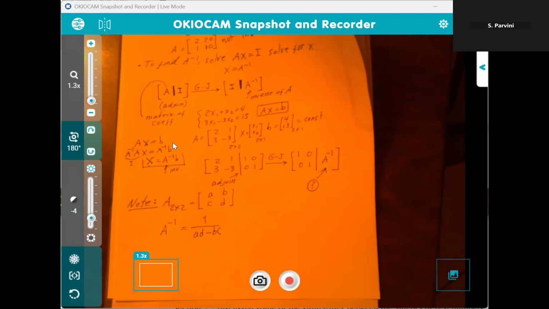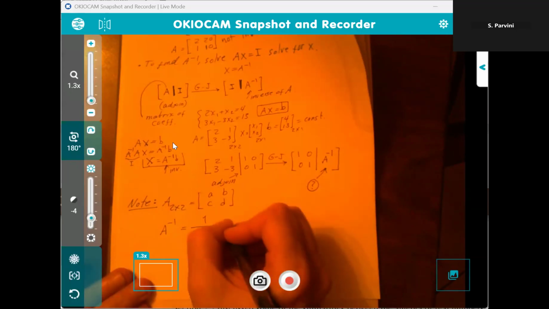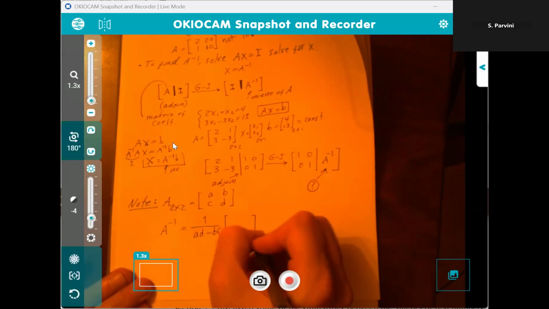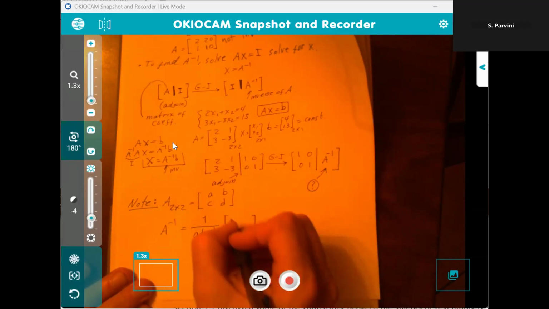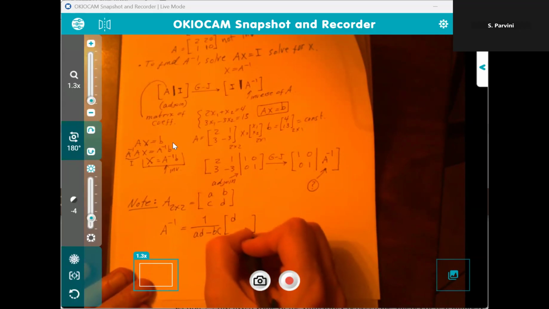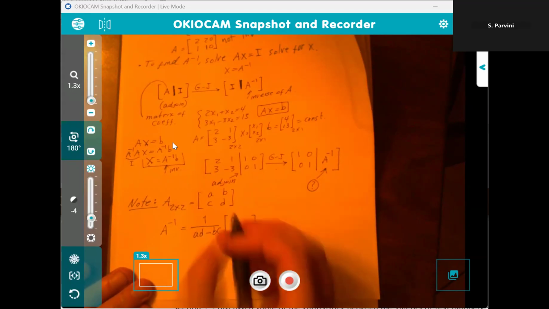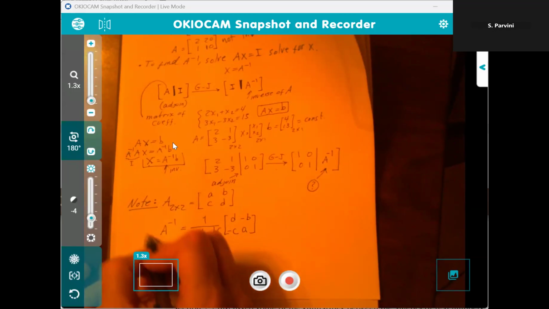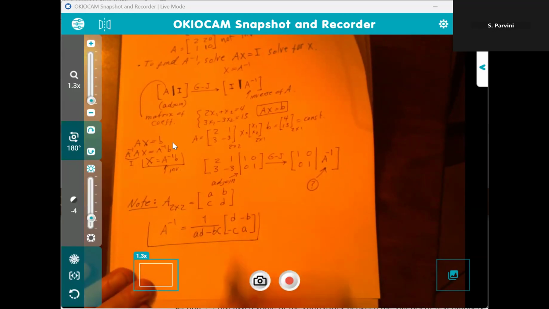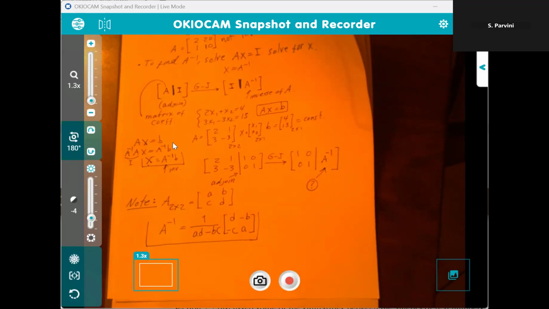Okay, so that's that part. And then the matrix A, we're going to switch A and D. So here's D, here's A. And then we're going to change signs on B and C. So this is the formula for finding a 2x2 inverse.